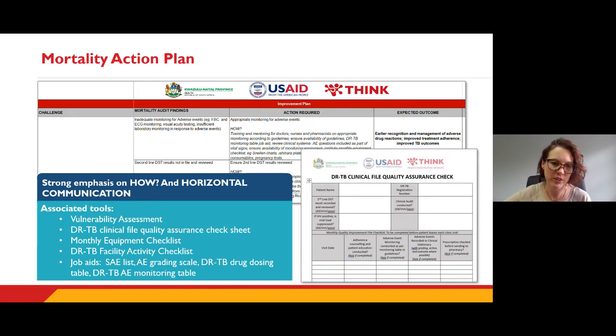We also shared some associated tools, so a vulnerability assessment that can be conducted at baseline at treatment start, a clinical file quality assurance check to make sure everything is complete before a file or patient leaves an outpatient, equipment checklists, activity checklists for people managing a DRTB clinic, and then job aids like the SAE list, the AE grading scale, and drug dosing table and monitoring table from the guidelines.